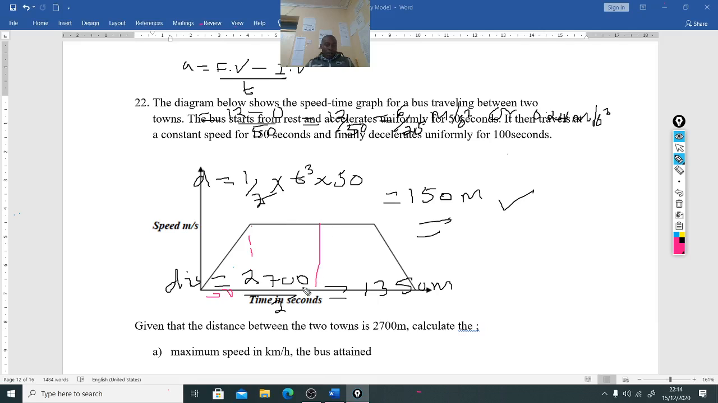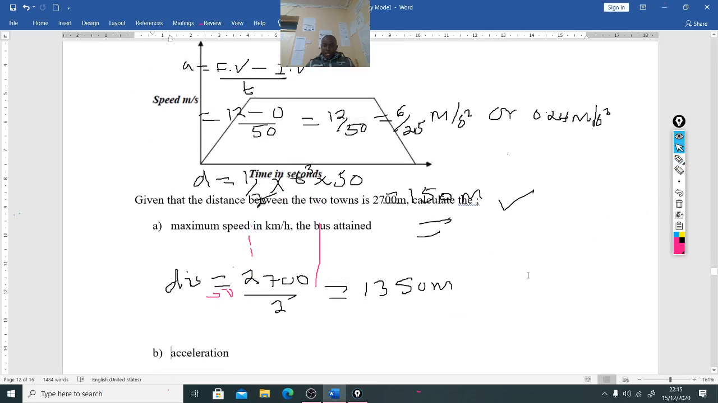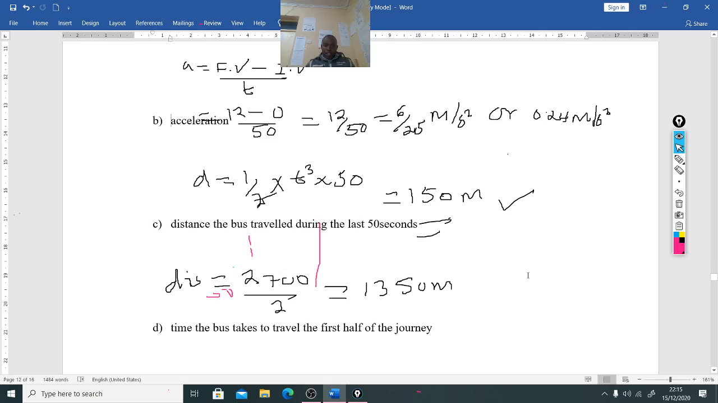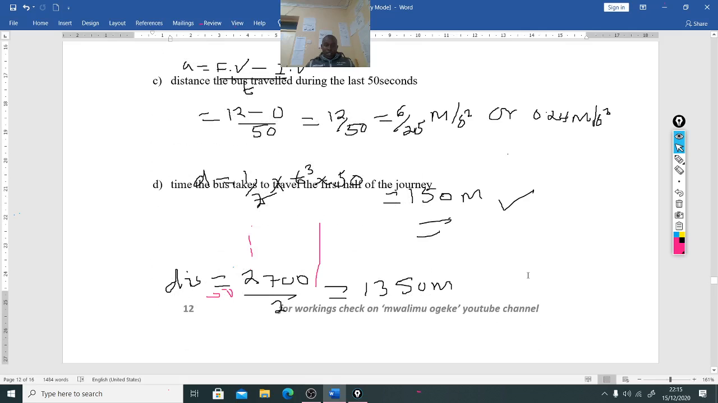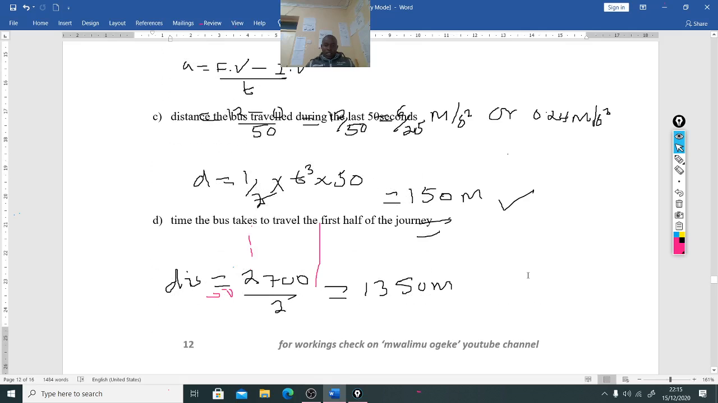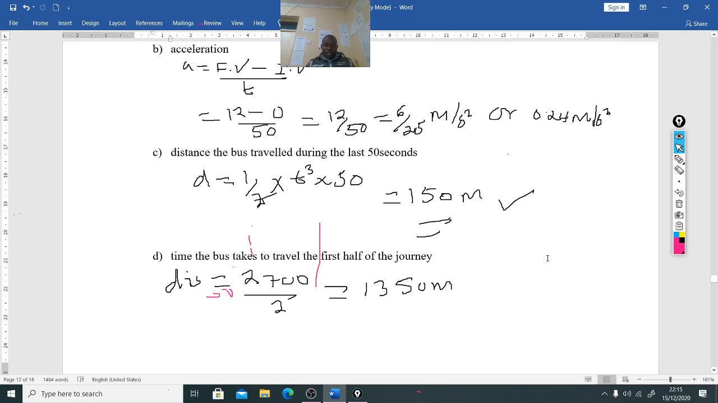Times the height, now becomes the 12, and we know the distance. So that is how we will do it to find the distance in the first half of the journey. So that is how we will do it to get that distance covered in the first half of the journey. So this is the distance.